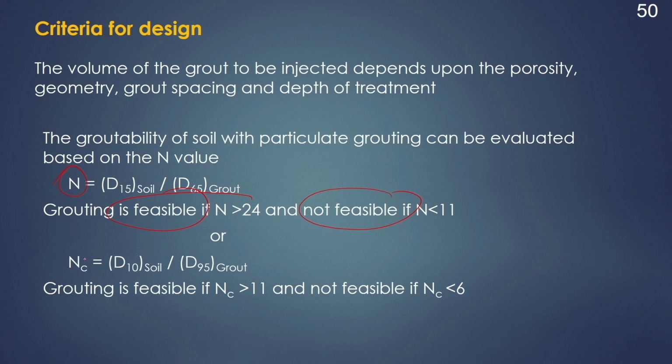This can also be defined using another term, that is the NC value. Here NC is defined as the D10 of the soil divided by the D95 of the grout material. In this case, the grouting will be feasible if NC is greater than 11, and it is not feasible if NC is less than 6. So, depending on the N value or NC value, we need to determine whether the particular grout material is feasible for grouting or not.